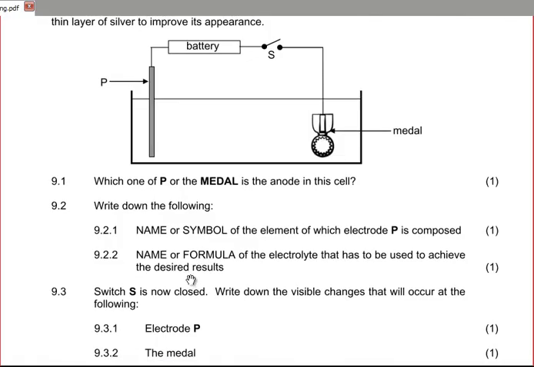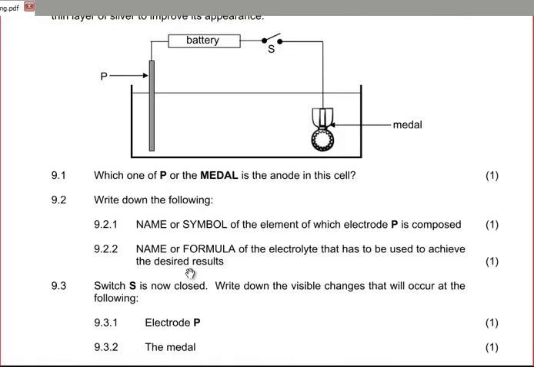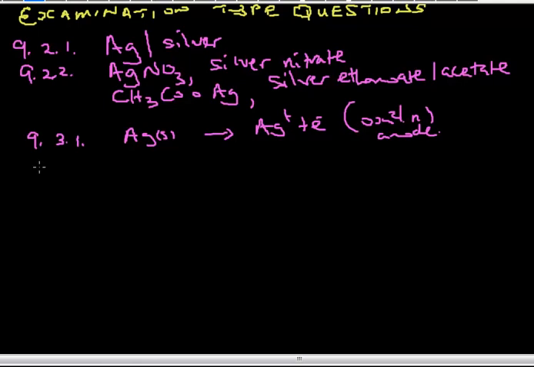In our question 9.3.2, the question says the metal, right? Since we are now coating our metal with silver, definitely it is going to increase in size. Why? Because there is going to be a coating of silver around our metal. So we're going to have a layer of silver formed on our metal. So what we are going to have on question 9.3.2 is that it is going to increase in size.